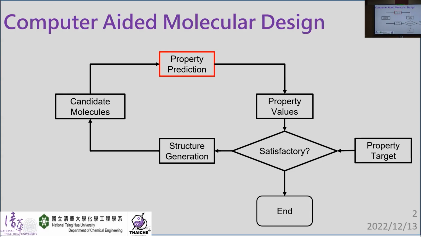A good CAMD procedure consists of two important elements. One is property prediction, how we can predict properties from structure. The other is a good method to solve the optimization problem, or what we call the structure generation problem: how do we design a new structure? Today we will focus only on the property prediction part.